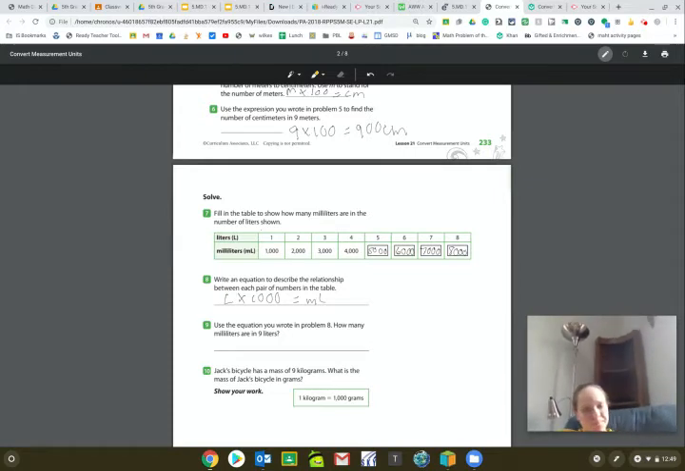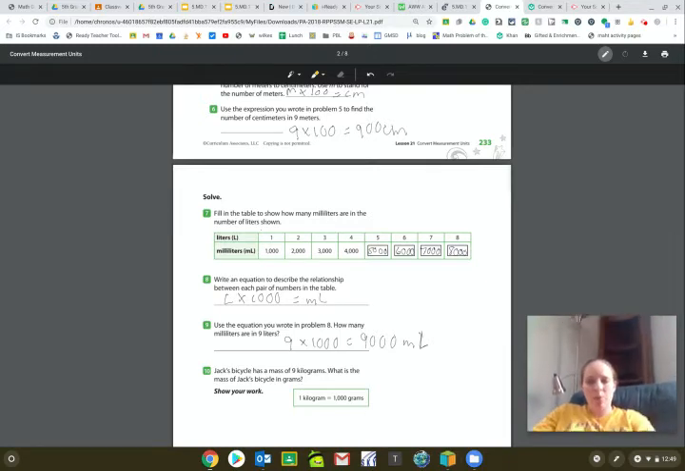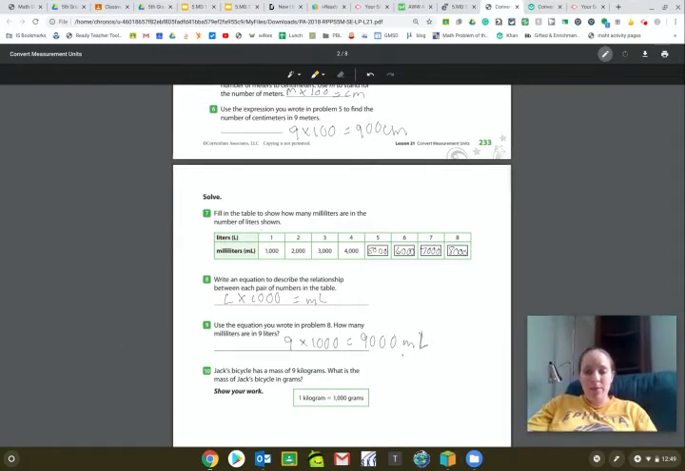The next question says, use the equation you wrote in problem 8. How many milliliters are in 9 liters? Well, I'm just going to plug in 9 for my L, which is liters. So I have 9 liters times 1,000 gives me 9,000 milliliters. Notice how I'm writing my labels. Labels are going to be very important when you're using units of measure because if you don't have your label, then I don't know whether you're referring it to liters or milliliters or kiloliters.